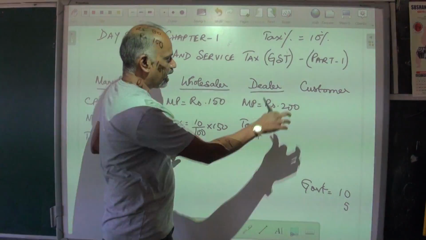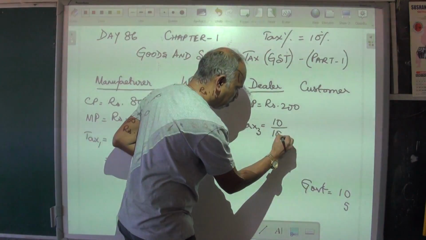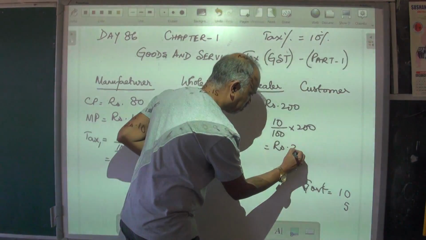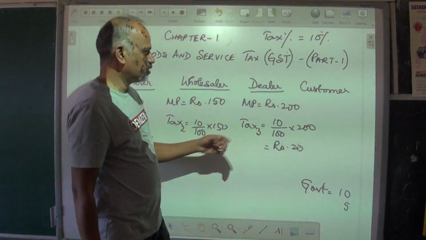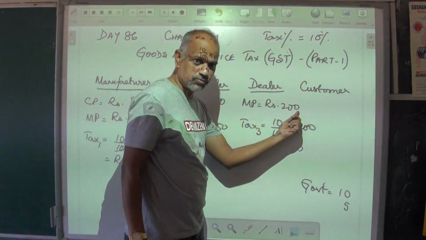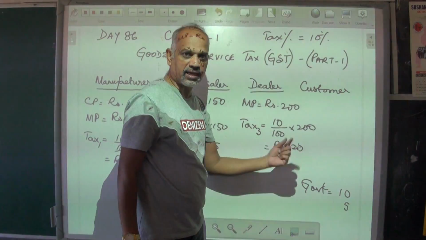Okay. Again, the percentage of tax is 10%. That's 10 over 100 of 200 rupees. That should give you 20 rupees. Okay. So if the customer is buying this article, he has to pay 200 rupees for the article, plus he also pays 20 rupees tax.